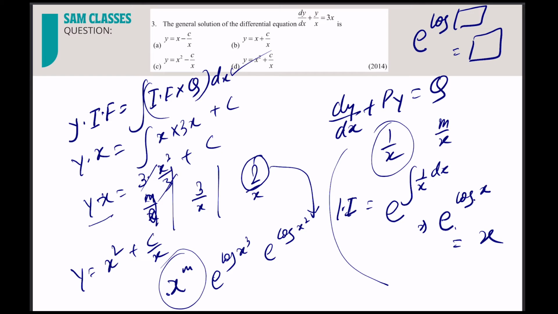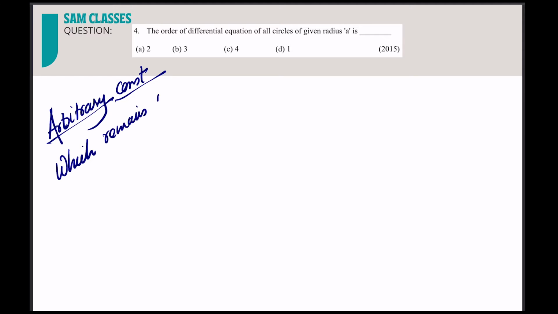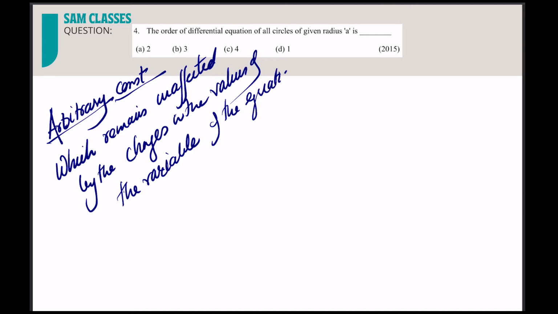Coming to the next question, the order of the differential equation of all the circles of a given radius. Here you need to understand what an arbitrary constant is. A lot of books have given the wrong answer, so understand first what an arbitrary constant is. Arbitrary constants are those which remain unaffected by the changes in the values of the variables of the equation. We'll understand in depth what it is.